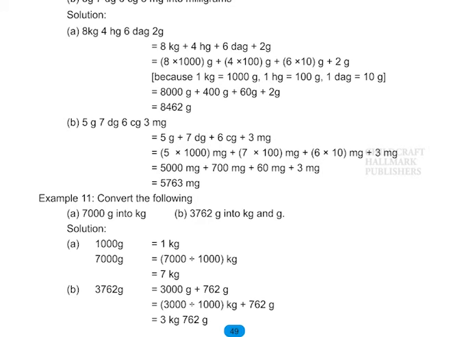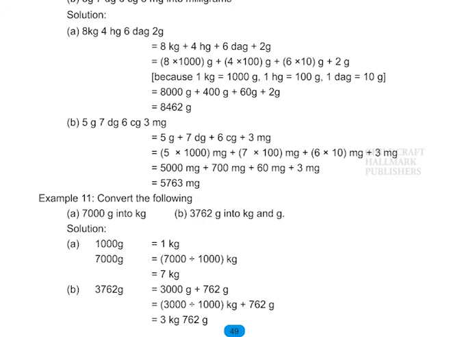5 grams 7 decigrams, 6 centigrams, 3 milligrams is equal to 5 grams plus 7 decigrams plus 6 centigrams plus 3 milligrams, is equal to 5 into 1000 milligrams plus 7 into 100 milligrams plus 6 into 10 milligrams plus 3 milligrams, is equal to 5000 milligrams plus 700 milligrams plus 60 milligrams plus 3 milligrams, is equal to 5763 milligrams.